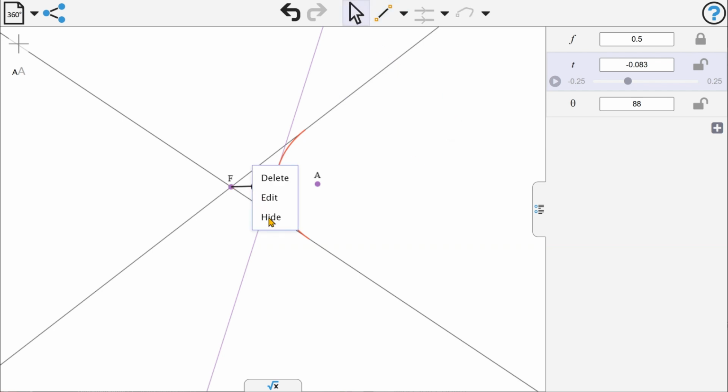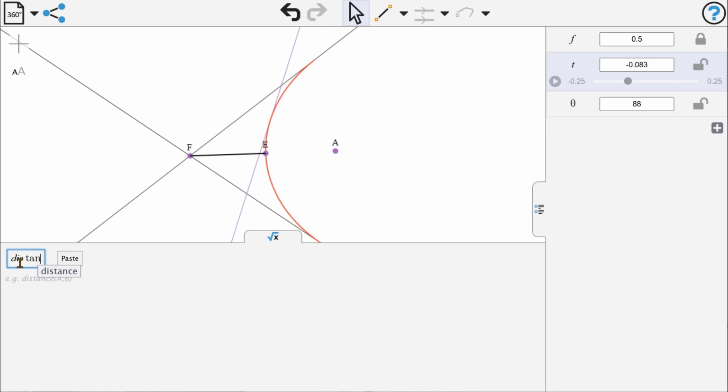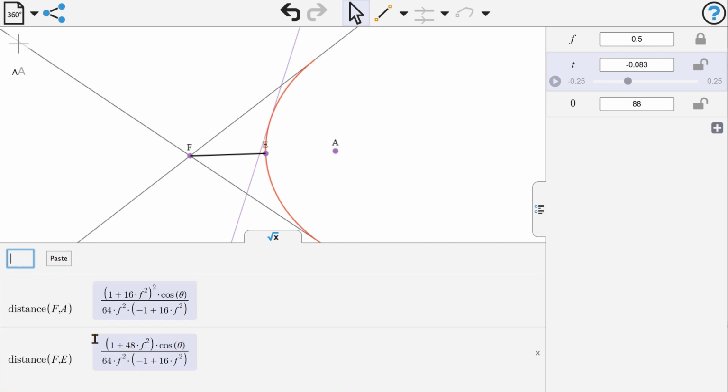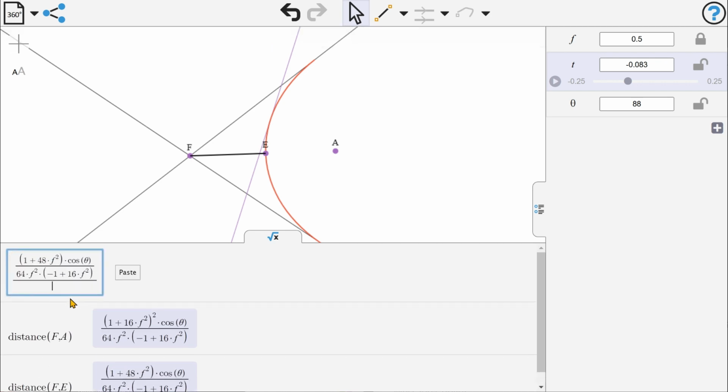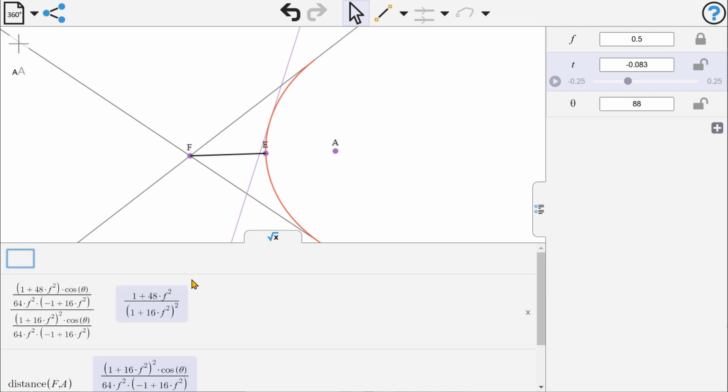So to get a measure of the amount of aberration here, we can look at the distance EF, and we can also look at the distance between F and the focus A. Now, if we take the ratio of those two quantities, that will give us the aberration as a proportion of the distance from the center of the image. And we see that that is the quantity in terms of the F number of the mirror.